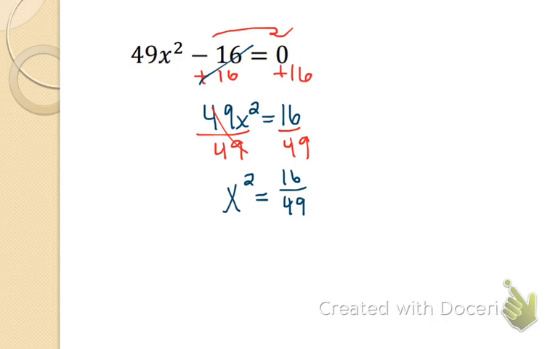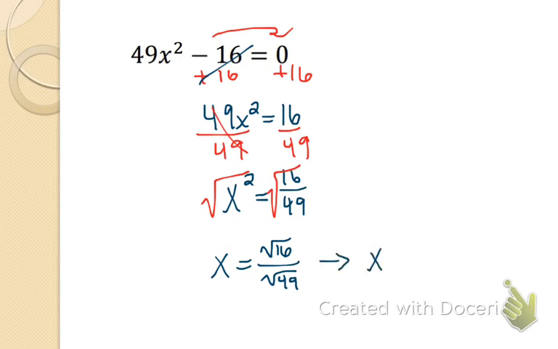Then we take the square root, because that's how we're going to get rid of this power of 2. Take the square root on both sides. So now we have x is equal to the square root of 16, and remember, we're allowed to write it like this, divided by the square root of 49. Of course, our final answer cannot remain like that, but if you remember, the square root of 16 is 4, and the square root of 49 is 7. So we have plus or minus 4 over 7.